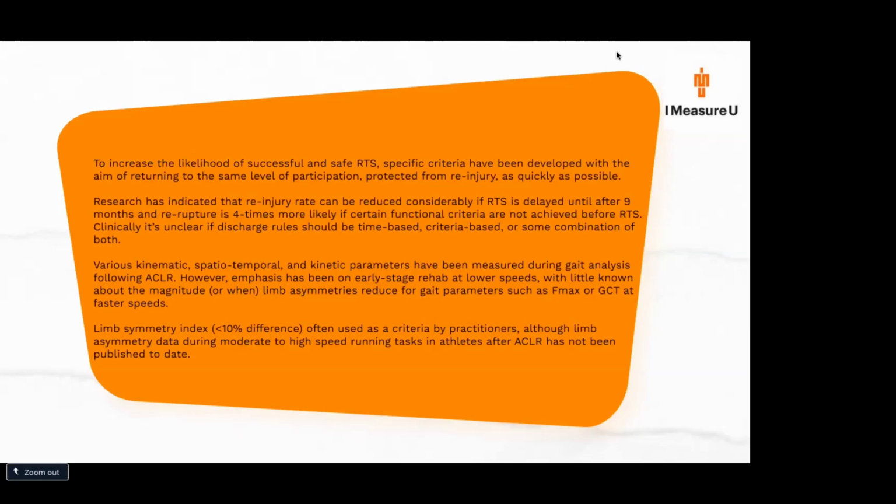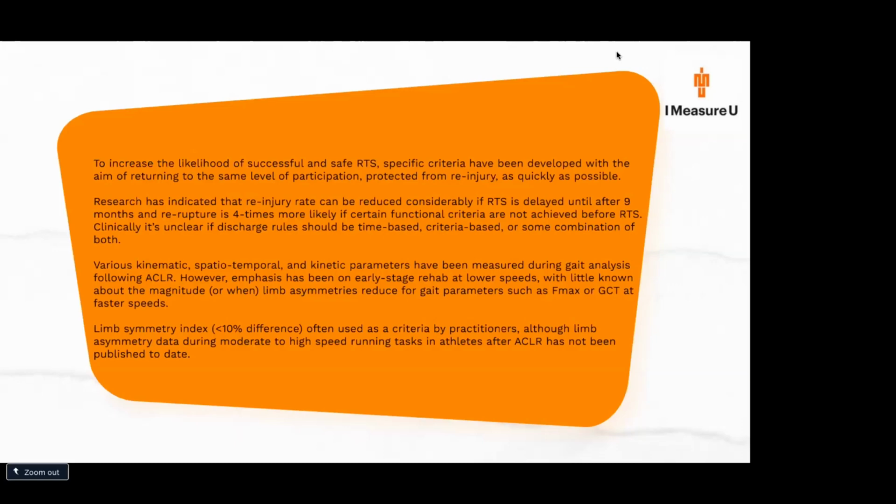In terms of the metrics and parameters that have been measured, kinematic, spatiotemporal, and kinetic parameters have all been measured during gait analysis. However, these have typically been at really early stage rehab at lower speeds, and we don't really know much about the magnitude or when limb asymmetries reduce for gait parameters such as maximum force or Fmax, or ground contact times at faster speeds.